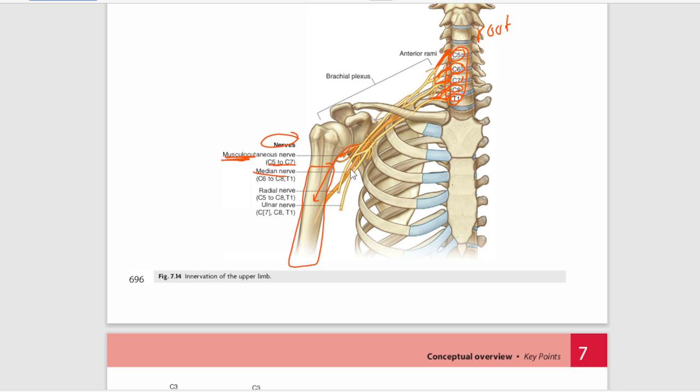And you see that this large nerve that moves behind the humerus is called the radial nerve, and the radial nerve supplies all the posterior muscles, the complete posterior compartment.